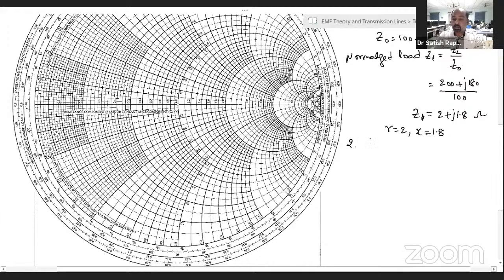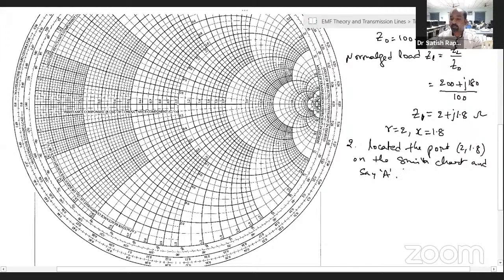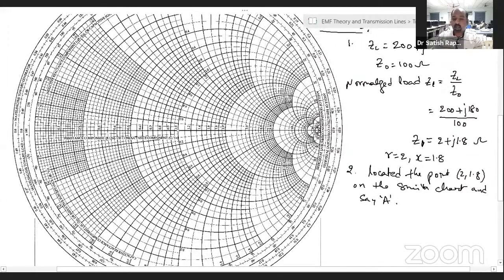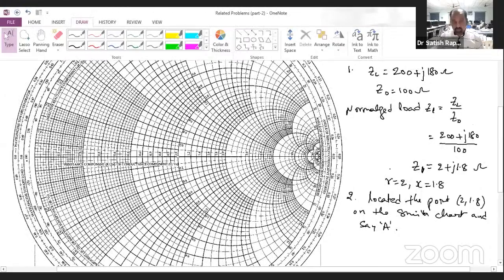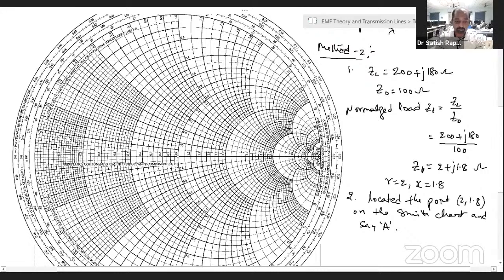Coming to the second point, locate the point 2 comma 1.8 on the Smith chart and call it A. Locating 2 and 1.8 means R equal to 2 circle and X equal to 1.8 curve. We need to identify the intersecting point of the R equal to 2 circle and the X equal to 1.8 curve. So now let us try to identify that point on the Smith chart.